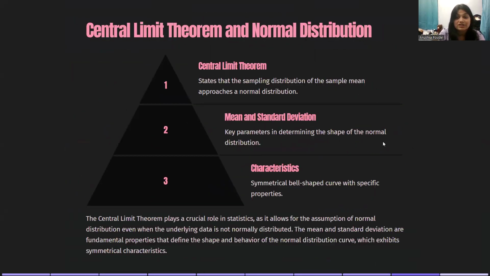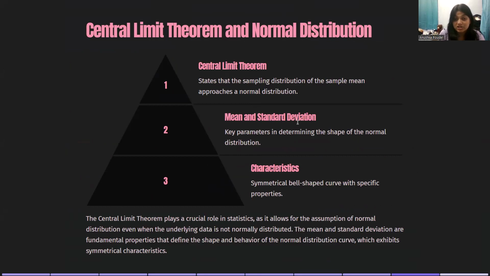Let's discuss the central limit theorem and normal distribution. The central limit theorem states that the sampling distribution of the sample mean approaches a normal distribution. Basically, you take a sample and calculate it, and the distribution of the sample mean always approaches a normal distribution.